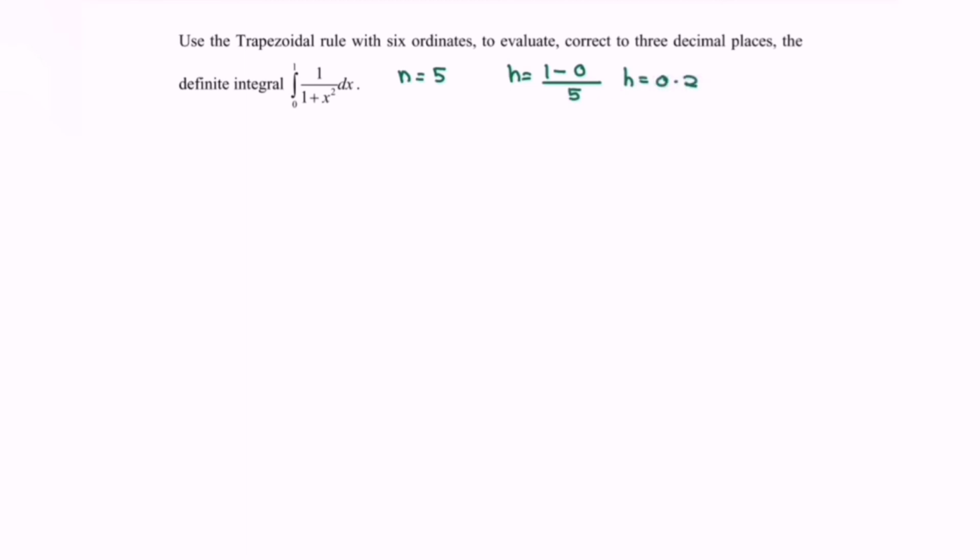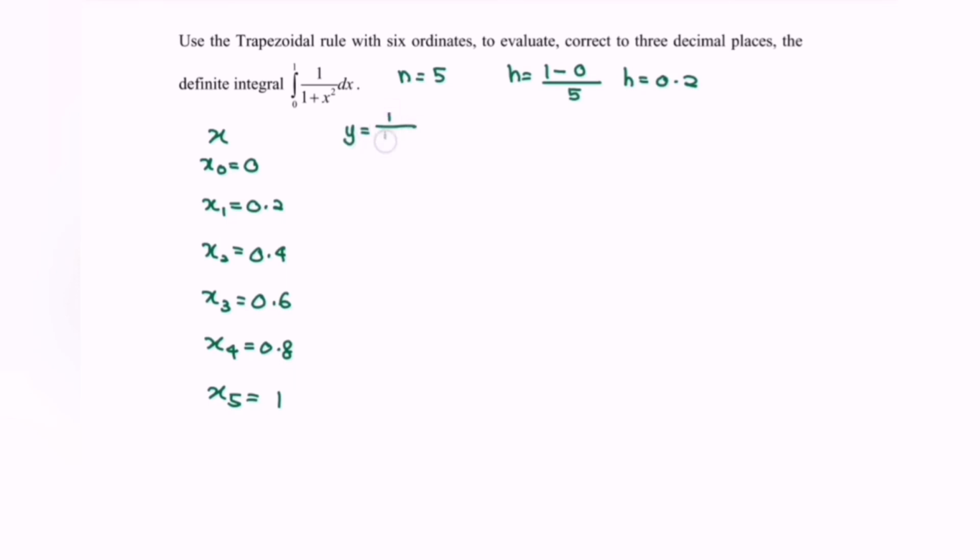Kindly construct the table. So here we have x0 equal to 0, followed by x1 which is 0.2, x2 is 0.4, x3 is 0.6, x4 is 0.8, and finally x5 is 1. So here we have 6 ordinates and 5 subintervals or strips. Here we have the function 1 over 1 plus x squared. Kindly substitute the values of x into the function y.